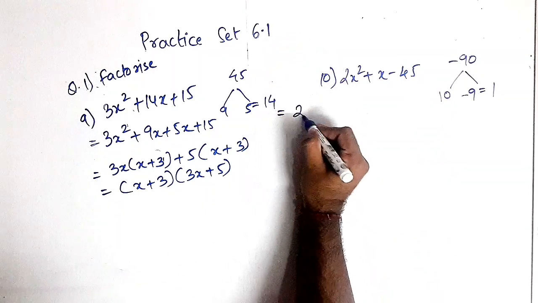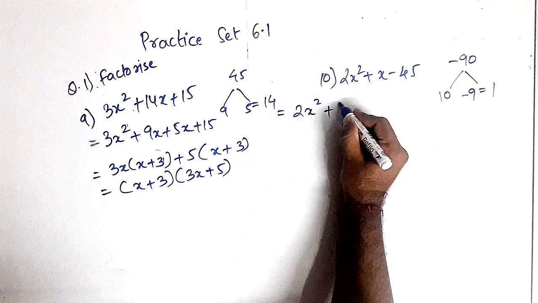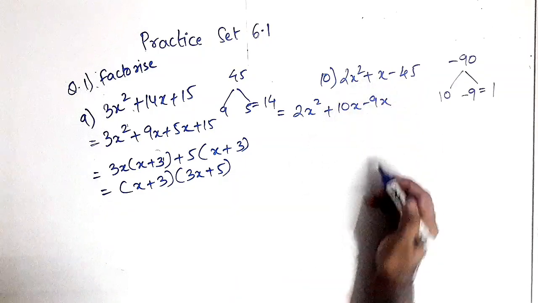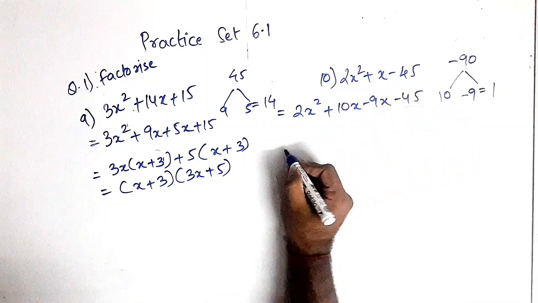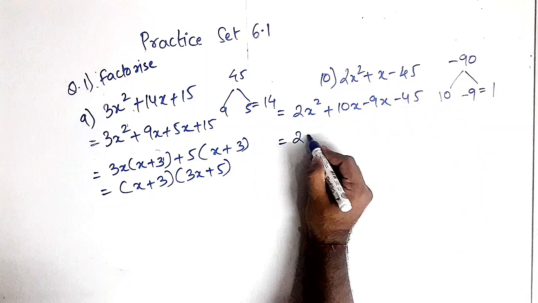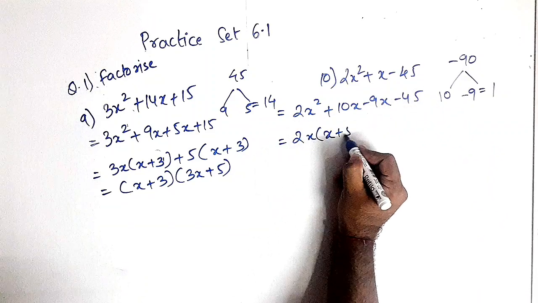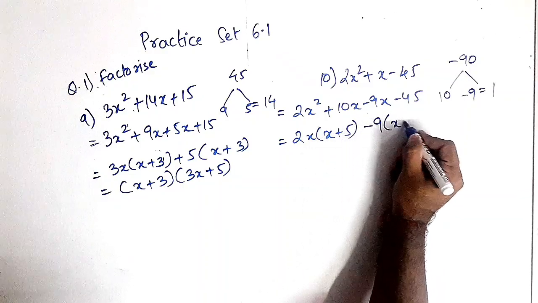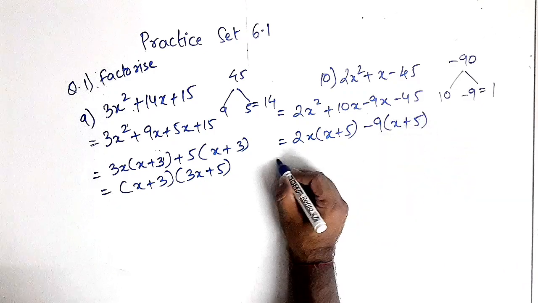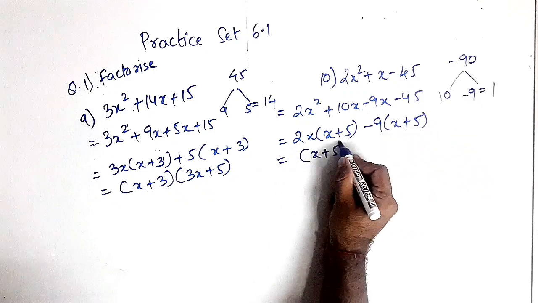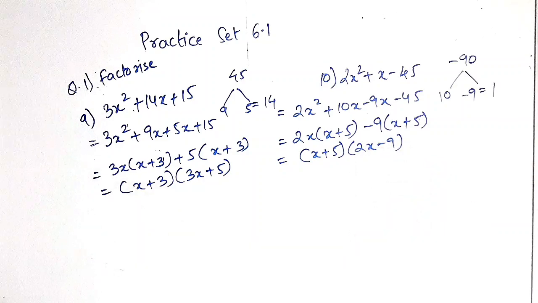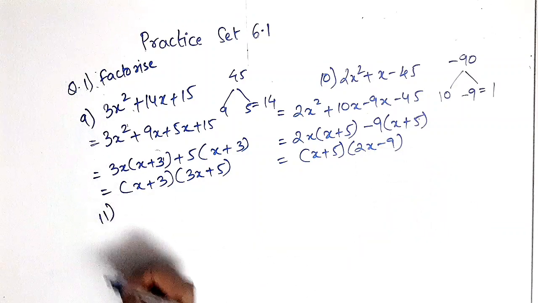So 2x square plus 10x minus 9x, 10 minus 9 will give me 1, minus 45. What is common here? 2x is common, x plus 5 remains. Minus 9 is common, x plus 5 remains. What is common now? X plus 5 is common, 2x minus 9 remains. Okay, 11.